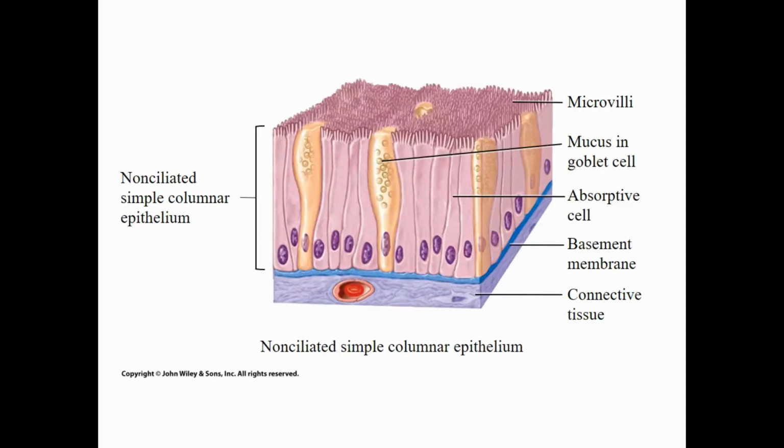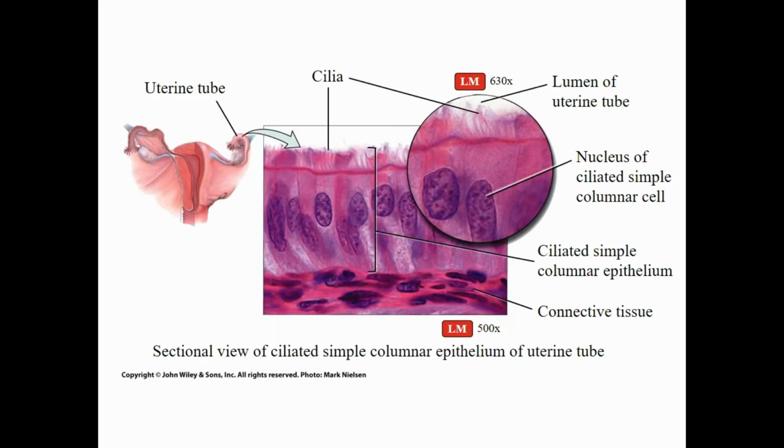So here is that same picture we saw a little while ago. This is a single layer, one layer of cells, and they are, again, much taller than they are wide. So this is simple columnar, and it contains microvilli, not cilia.